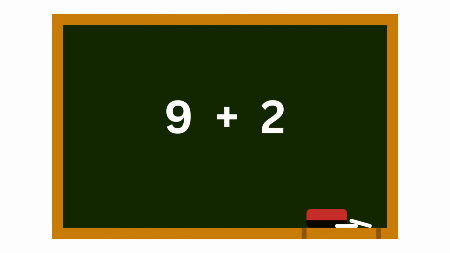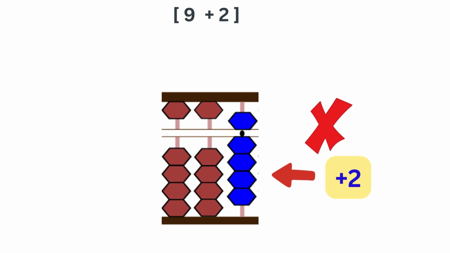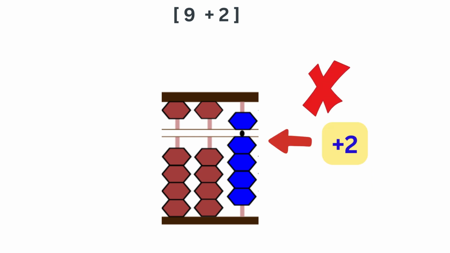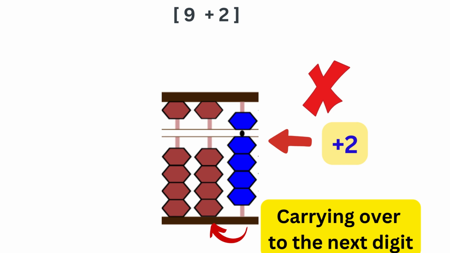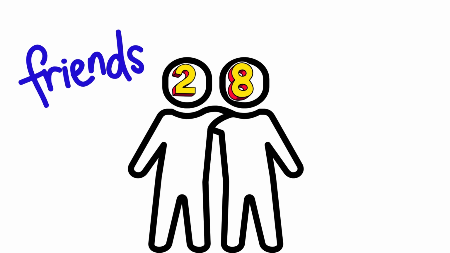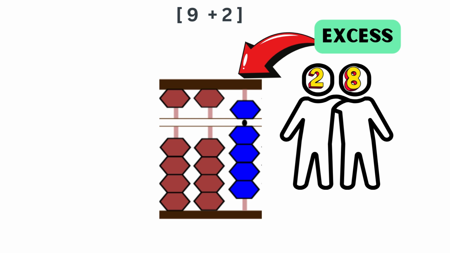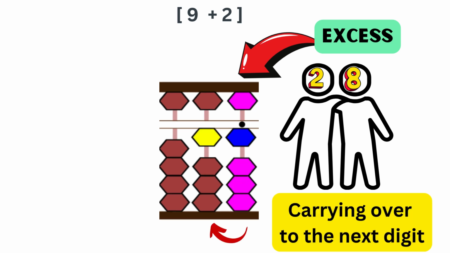Let's try one more similar problem, 9 plus 2. First, we add 9 on the abacus. Now, we want to add 2, but there are no beads left to add in the ones column. In this case, we need to carry over to the next digit. First, identify the complement pair of 2, which is 8. This represents the excess that needs to be subtracted. So, we subtract 8 in the ones column and then carry 1 over to the tens column. The answer is 11.